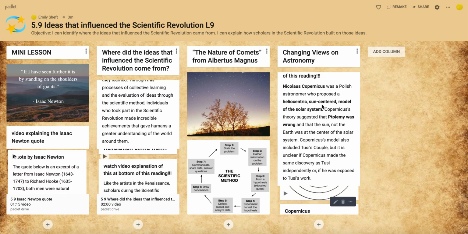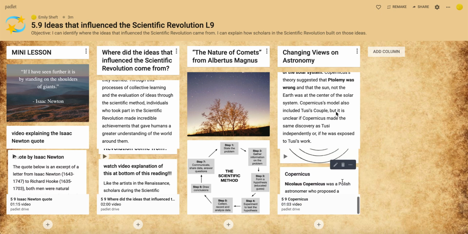Scholars and scientists built on those ideas through collective learning and through reading each other's ideas and communicating with each other, sharing data, answering questions. I'm pointing to step 7 here because this is a really important part of the scientific method, and that's what really allowed for ideas to evolve and shape, and it's what allowed for incredible achievements during this time period.